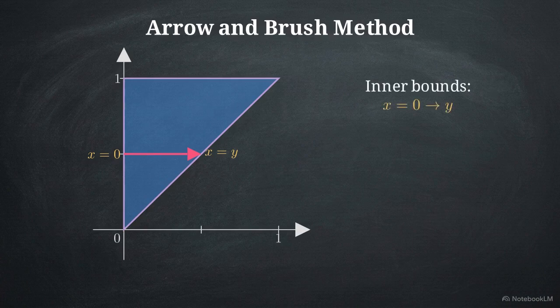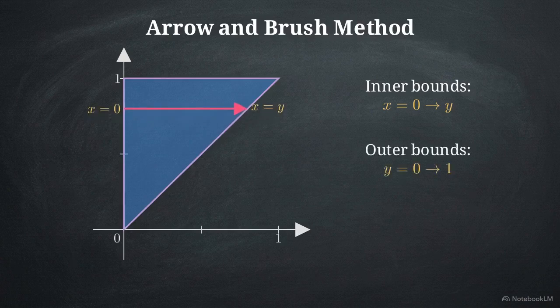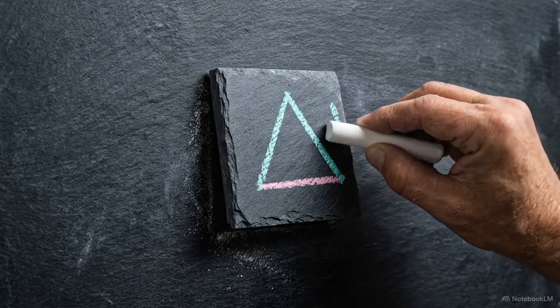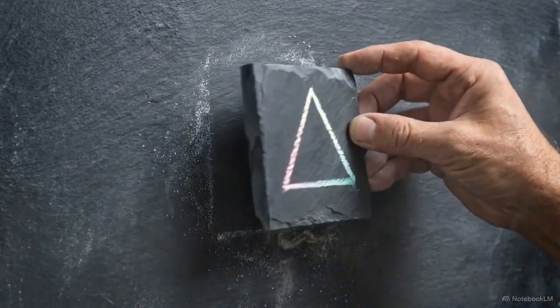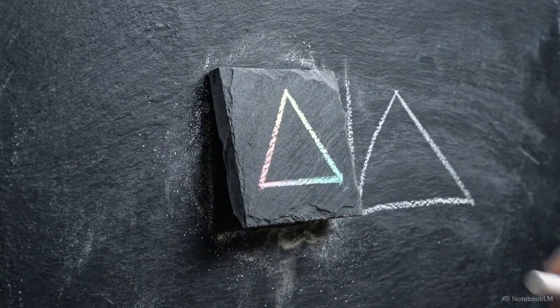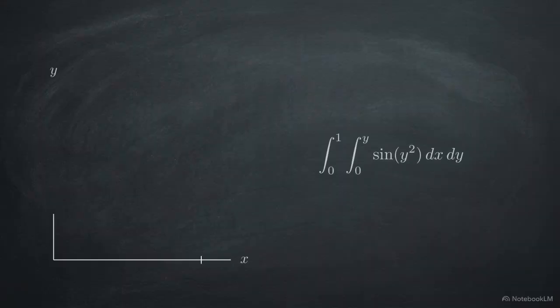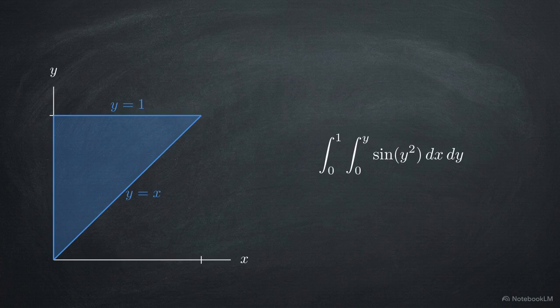The new outer bounds are found by tracking the vertical sweep of this arrow. It sweeps from the floor at y equals 0 up to the ceiling at y equals 1. By rotating the arrow, we rewrote the boundaries without altering the physical shape, creating a sequence of operations that algebra can actually solve. We can now take these newly discovered geometric boundaries and snap them back into standard algebra.